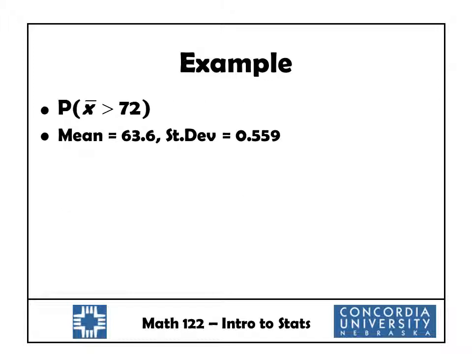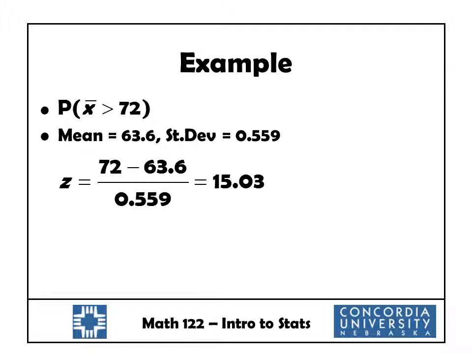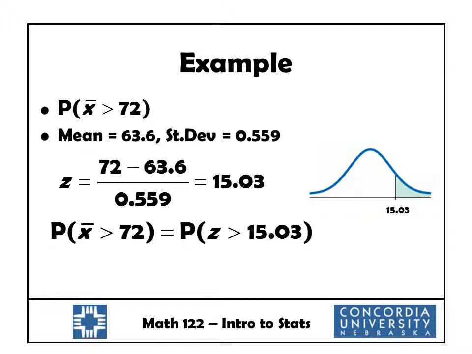Okay. So we want to find the probability that x bar is greater than 72. We know that x bar is normally distributed, has a mean of 63.6, a standard deviation of 0.559. So now we're simply dealing with a non-standard normal distribution problem. And so first of all, we convert the number inside the parentheses over to z-score by subtracting the mean divided by the standard deviation. Comes out to be 15.03. And so now the probability that we want is equal to the probability that z is greater than 15.03.